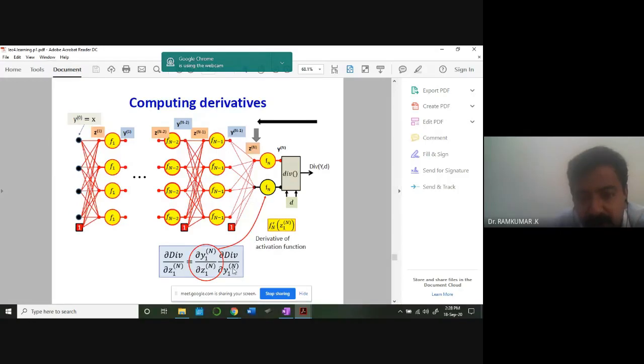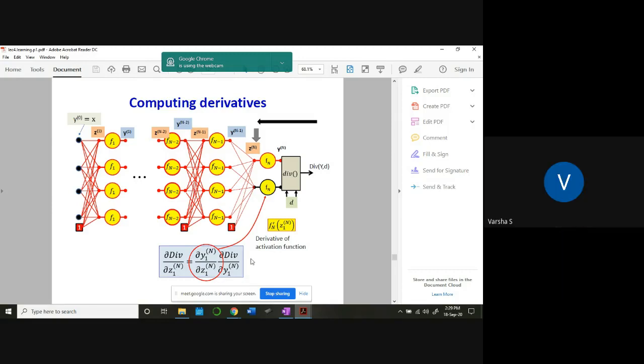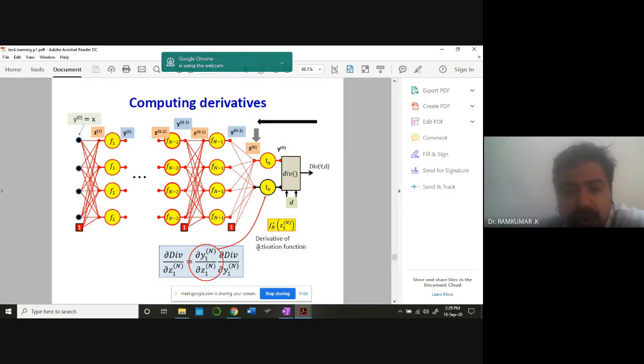So can somebody tell me for a squared error what value you obtained for this, dou divergence by dou Y1n? Can you recall? For the squared error, what did we obtain in the last class? 2 into the difference, the error. 1 minus Y, 1 minus Y cap. Very good question. 2 into the Y minus Y cap. This is the corresponding. So you have to understand this clearly. Computed in the forward pass, this is Z1n. So naturally you can substitute it and you can get this value.